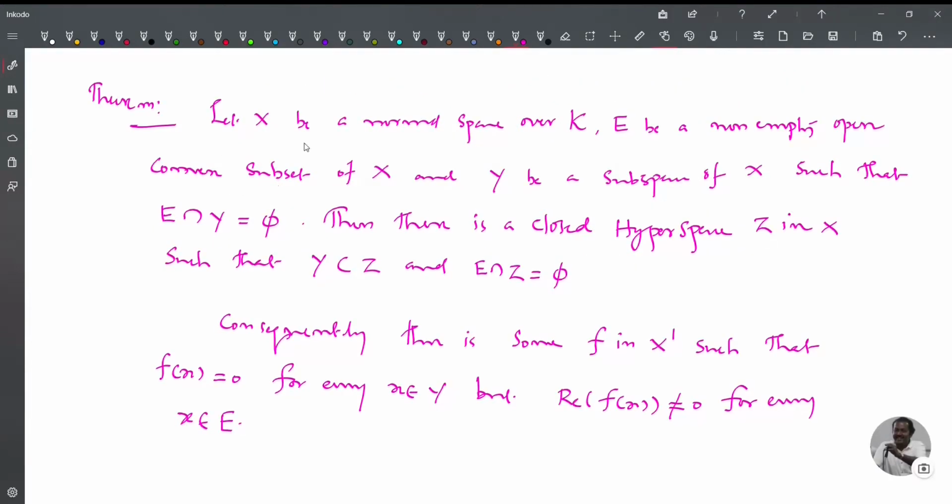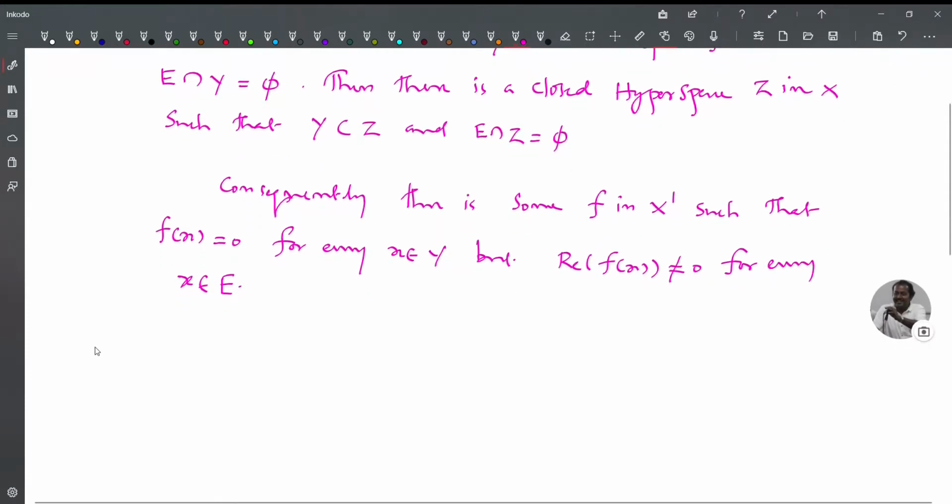Let X be a normed space over K, E be a non-empty open convex subset of X, and Y be a subspace of X such that E intersection Y is equal to phi. Then there is a closed hyperspace Z in X such that Y is contained in Z and E intersection Z is equal to phi. Consequently, there is some f in X dual such that f(x) equal to 0 for every x in Y, but real part of f(x) is not equal to 0 for every x in E.